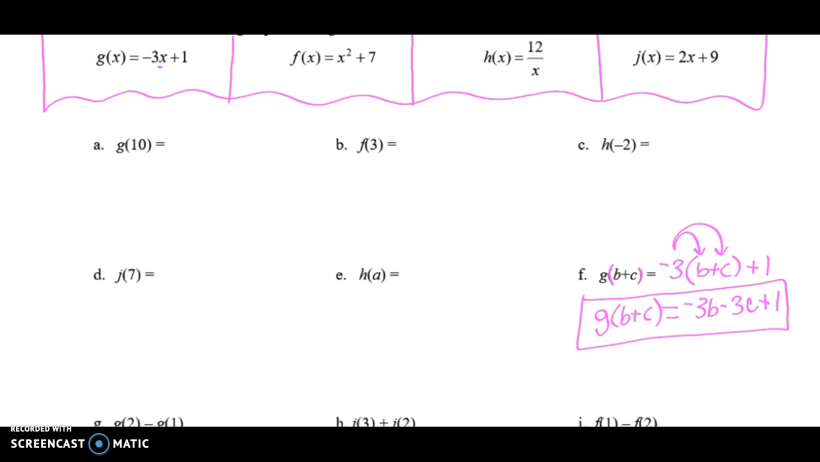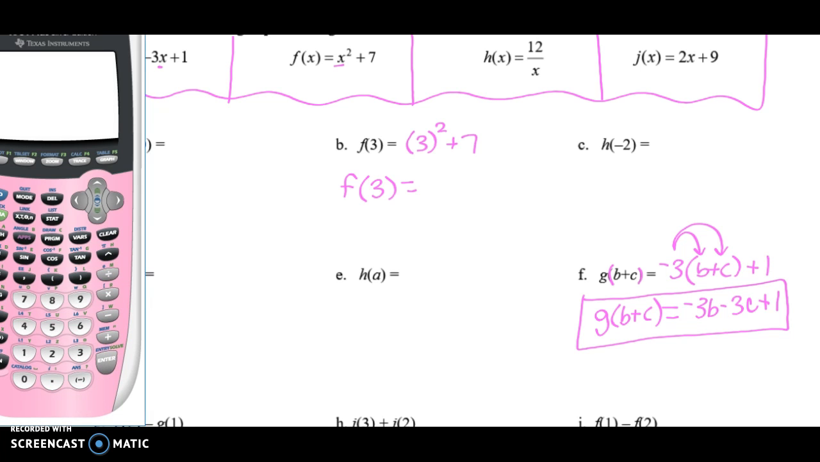And just to feel better, let's do one more. We evaluate, for B, f of 3. Whenever I see an x up here, I need to replace it with 3, so I have a 3 being squared plus 7. 3 squared is 9. 9 and 7 is 16.